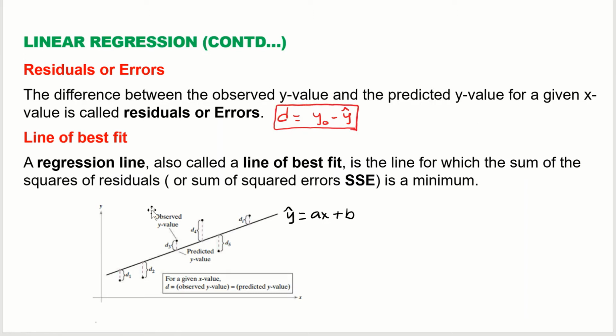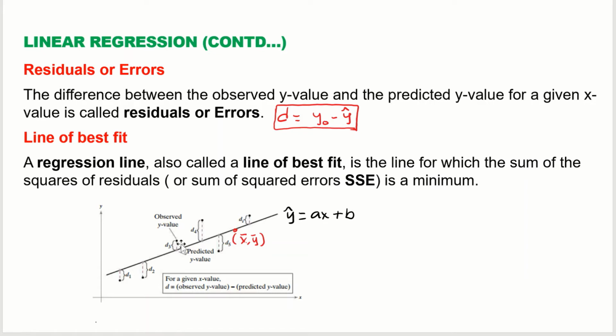Okay. Next, the line of best fit. This line passes through most of the points in the scatter plot, and definitely passes through, as we have seen in the previous slide, x bar comma y bar, or the mean of x comma mean of y. That is the line of best fit. A regression line, also called the line of best fit, is the line for which the sum of the squares of the residuals is a minimum.